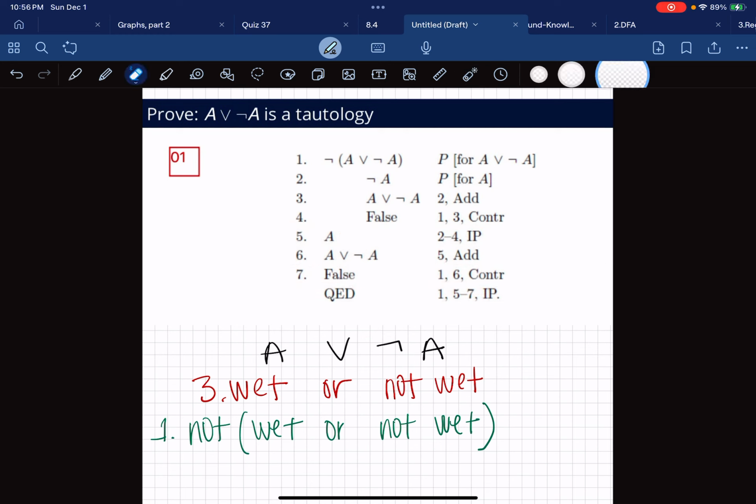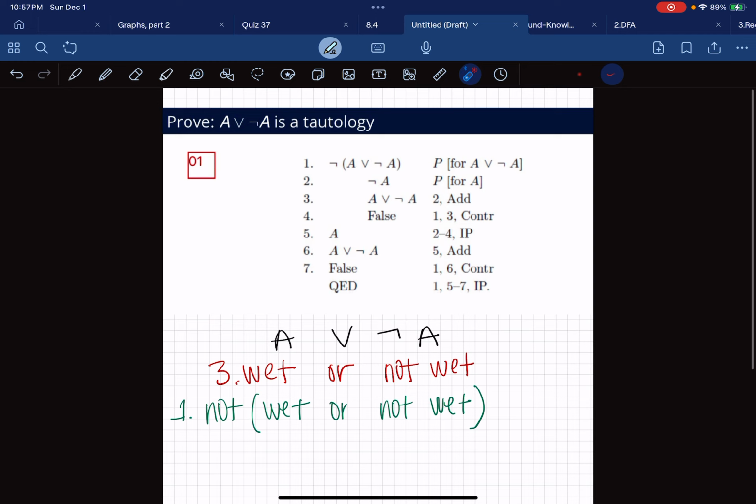Now we go to line 6, and in line 6 we have A or not A, which is saying wet or not wet if we view it from our real-life scenario. We get this after taking line 5, and we use the addition rule from the assumption of A. We can logically add or not A, because the disjunction is true if one of the components is true.